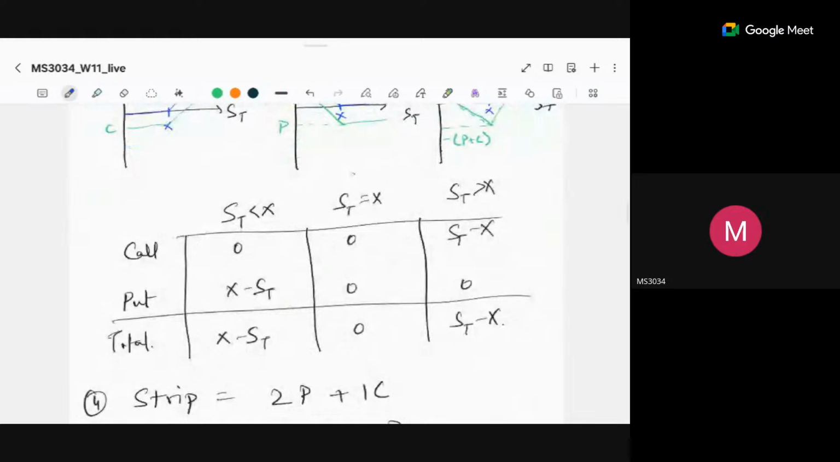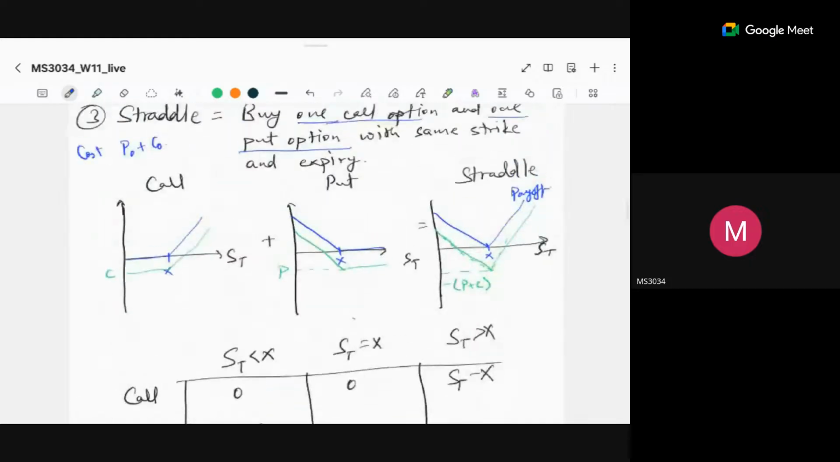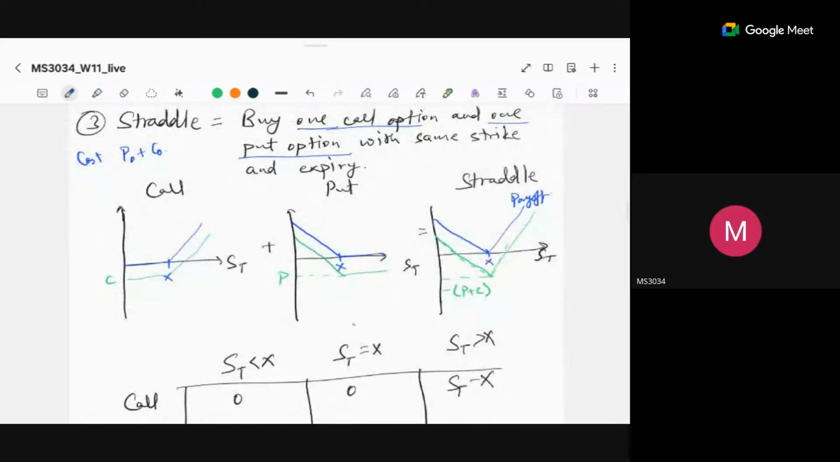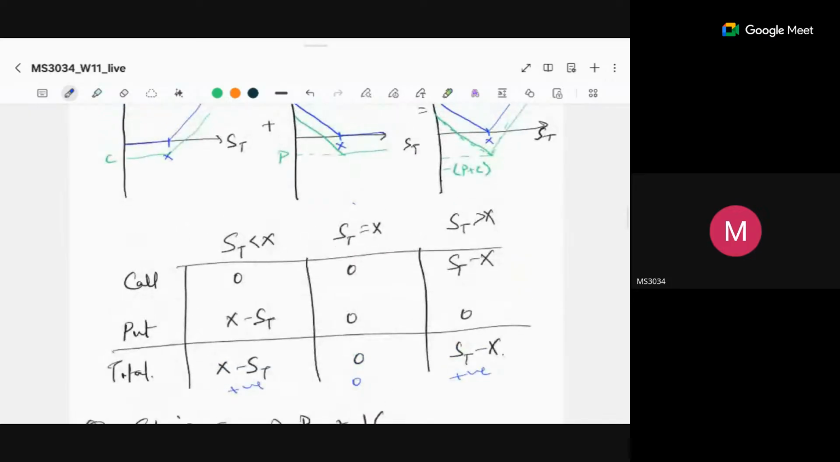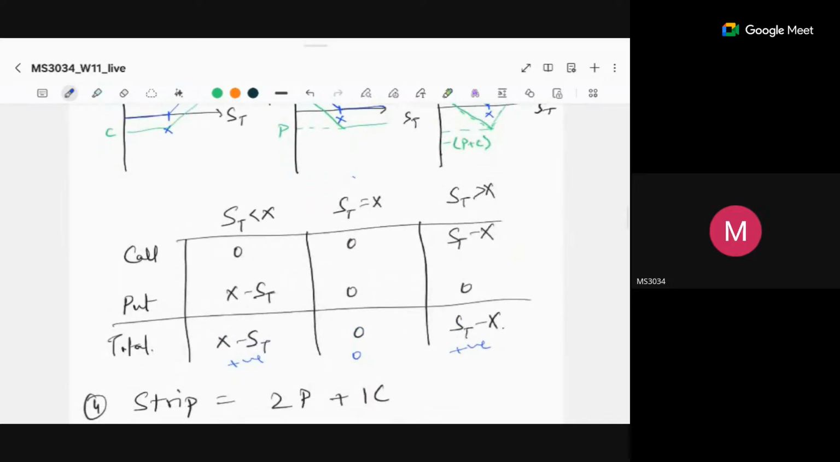And you can do this analysis of when you will get your payoff. So this is positive, this is positive, this is positive, and this is 0. So you have built a strategy which gives you a positive payoff in each case. Okay, this is the payoff. You need to subtract the cost to find the profits.